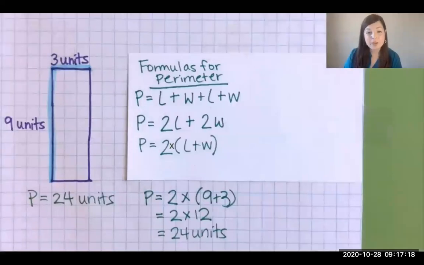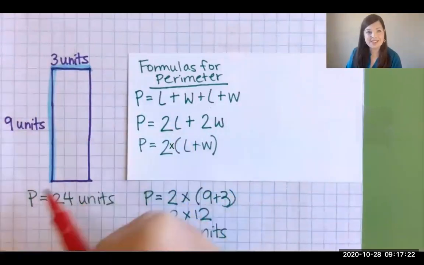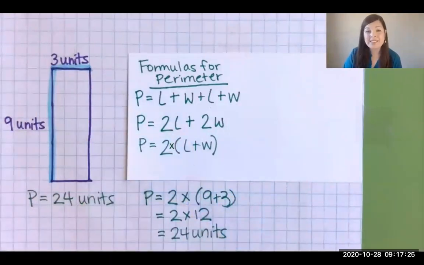Let's look back at the rectangle now that we drew on grid paper that had a width of 3 units and a length of 9 units. How can we find the area of this rectangle? Pause the video to talk out your thinking.